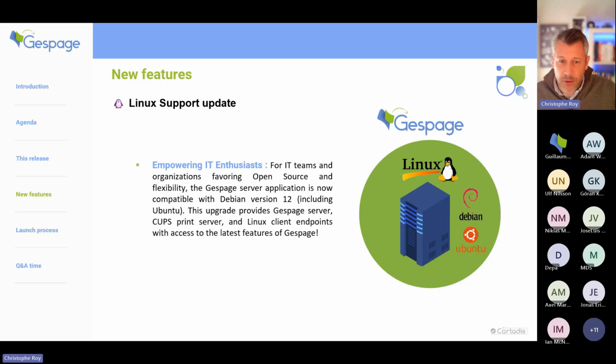So you've got IT teams and organizations who are favoring Linux. And now Gespage server is fully compatible with the latest version of Debian. So it was the case already since quite a long time. We were compatible with Linux, but now we are updated. And if your customers have a Debian version 12 or Ubuntu, Linux can be installed with no issues. So this upgrade is going to provide a Gespage server, the Cup Sprint server, and Linux clients with the access of the latest features of Gespage.